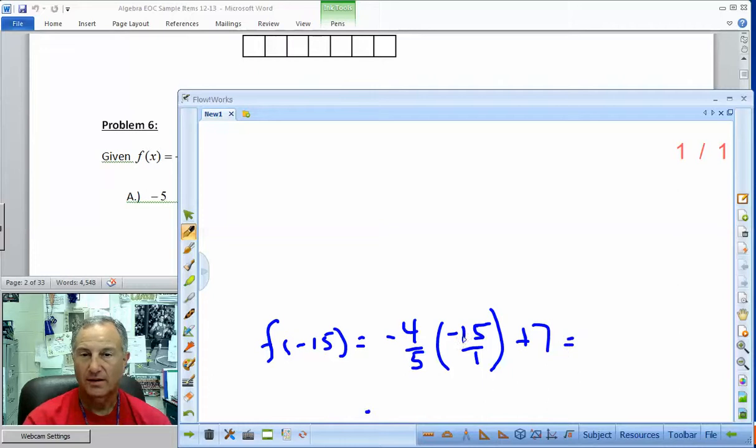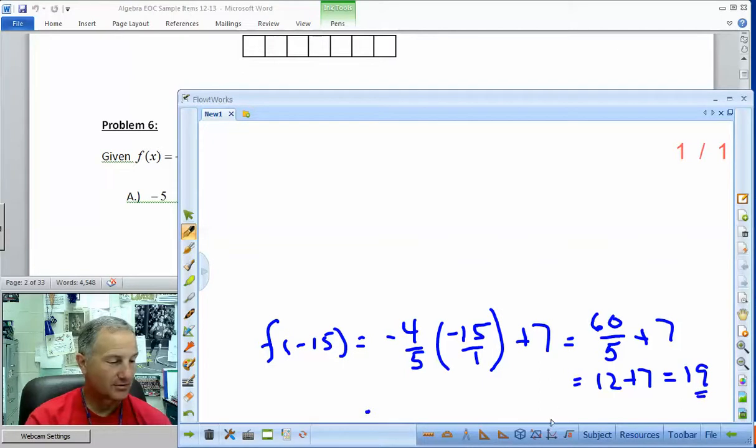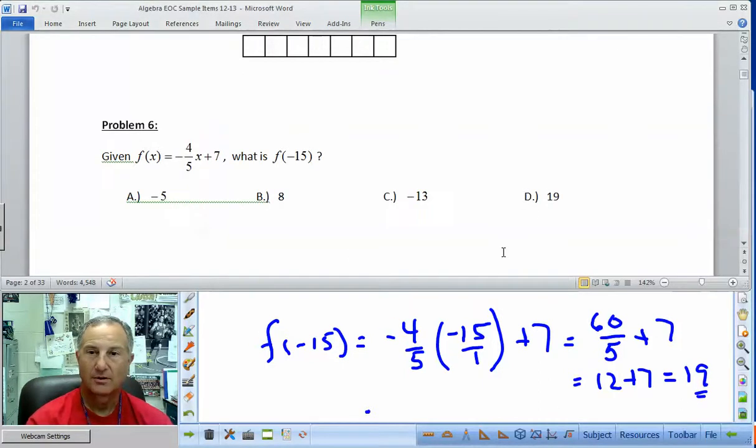So we're going to get a negative times a negative is a positive. 4 times 15 is 60. 5 times 1 is 5. Then we'll add the 7. 5 goes into there 12 times, plus the 7. We get 19. There's your answer right there. And when you look over here, that's answer D. Okay? Answer D. Just plug in the negative 15 for x and solve it. Please excuse my dear Aunt Sally.